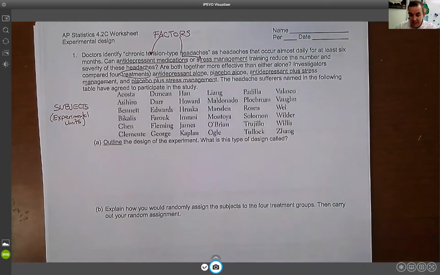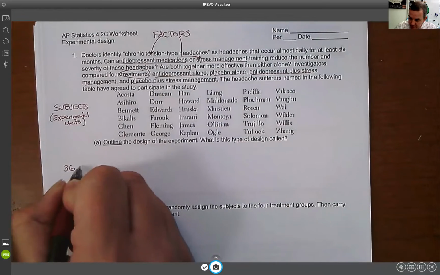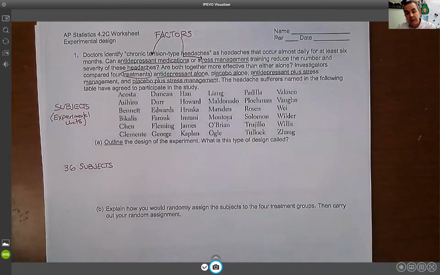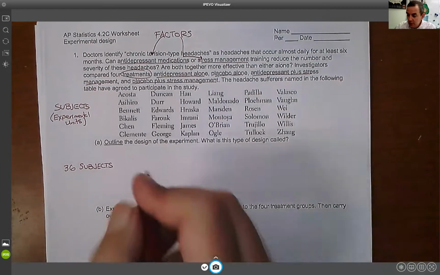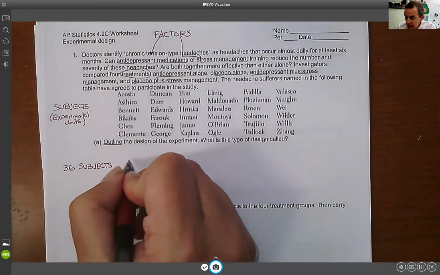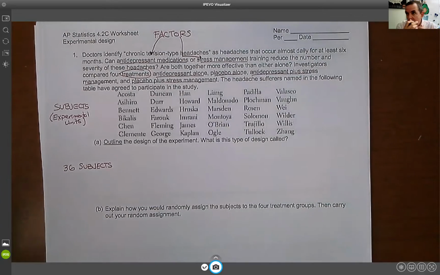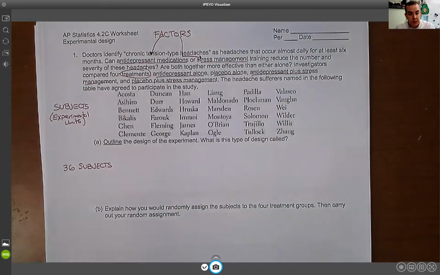We're going to take those 36 subjects, and we're going to use some random process to assign them to the treatment groups. Let's say we flip a coin, but we need something that has 4 outcomes. So we're going to roll a 6-sided die, and we'll ignore outcomes 5 and 6. Number 5 and 6 won't count. We'll roll 1, 2, 3, or 4.